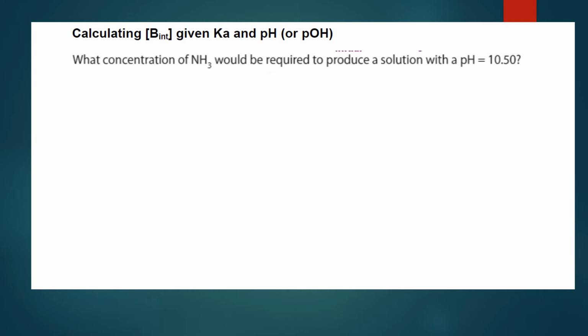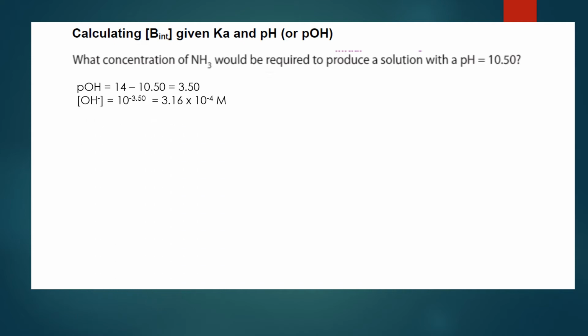Okay, our next type of question, just like we did with the weak acids, is this time we're going to calculate an initial concentration of a weak base if we're given a Kb value and a pH or pOH. So we've got a sample question here. What concentration of ammonia would be required to produce a solution with pH equals 10.50?